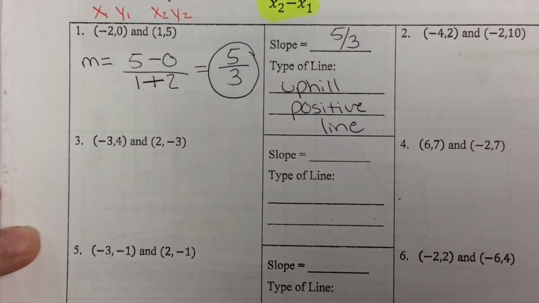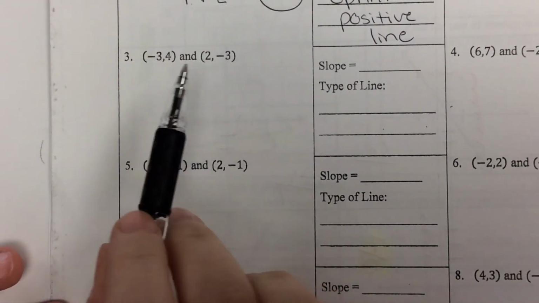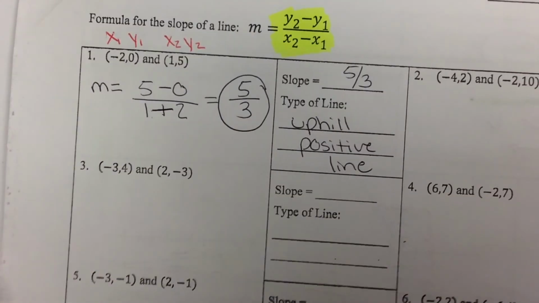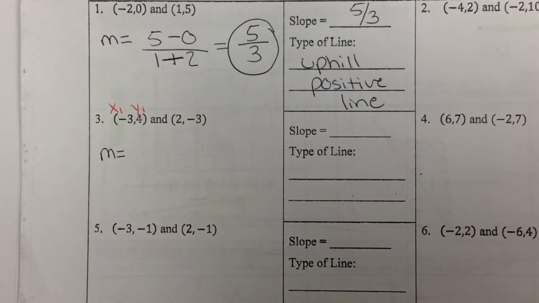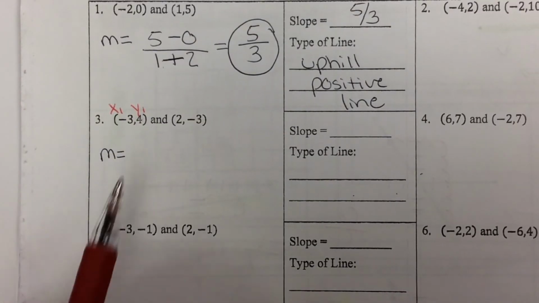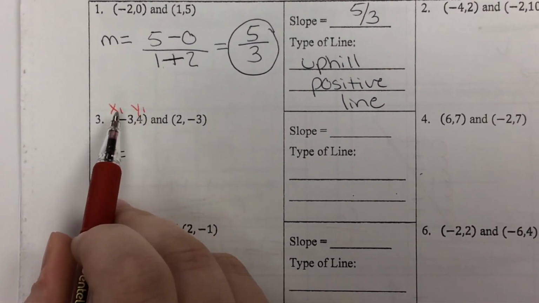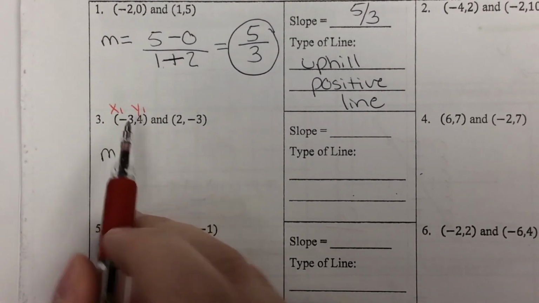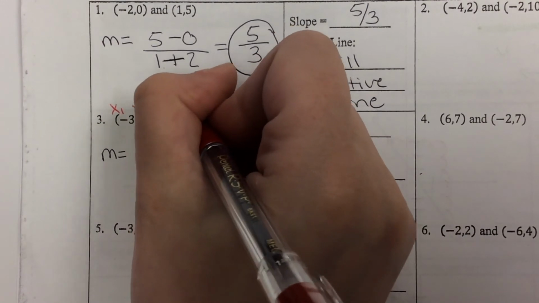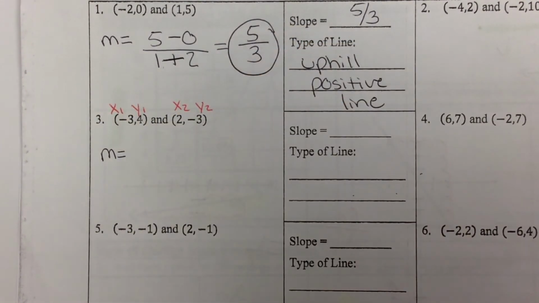Okay. Let's go down to number 3. We're going to use our formula again for this one. I'm going to help you label the points, and then I want you to pause the video and try on your own. This is our first point, so we're calling this x sub 1 and y sub 1. This is our second point, so here's x sub 2 and y sub 2. I want you to pause the video and try to find the slope for this one on your own.